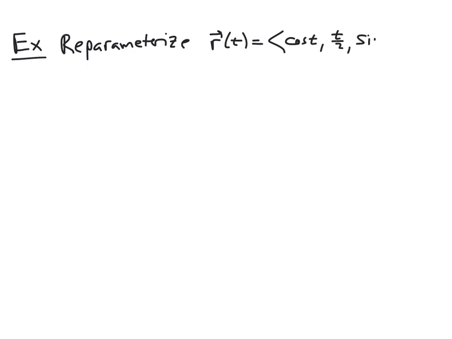So let's look at an example now where we actually have to reparameterize a curve with the arc length parameter. All right, so we're going to look at the vector valued function r of t equals cosine t, t over 2, and sine of t with respect to arc length. Right? So we are given this vector function in terms of a parameter t, and we want to reparameterize it. So we want to find a function r of s, which will sketch out the exact same curve as this particular function here does.